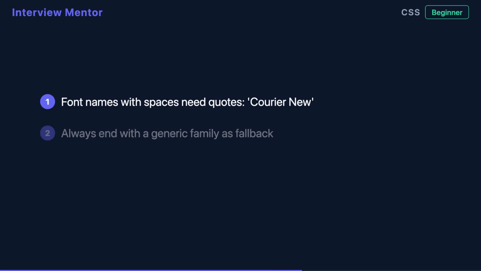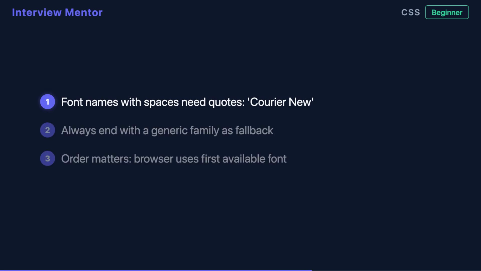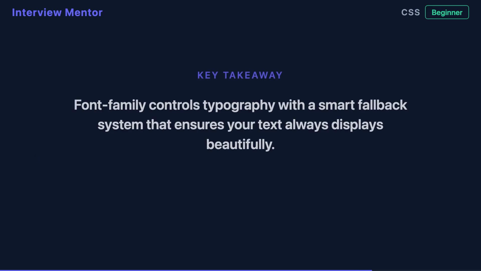Two quick tips. First, if your font name contains spaces like Courier New, wrap it in quotes. Second, always end your list with a generic family as your safety net. This combination of specific fonts with a generic fallback gives you control while ensuring reliability. Font family controls typography with a smart fallback system that ensures your text always displays beautifully. Master this property and you'll create more resilient, professional-looking websites.